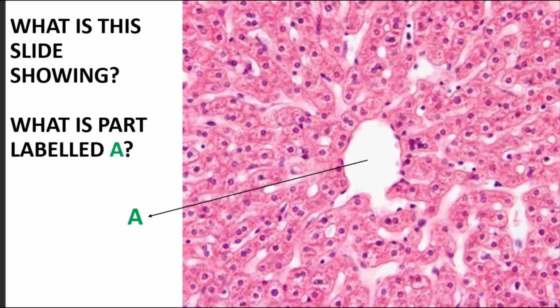What is this slide showing? So this slide is showing the liver. How do you know? These are hepatocytes here, cells that are found in the liver. And these white spaces between the hepatocytes are capillaries, sinusoidal capillaries. What is structure labeled A? This is a central vein.